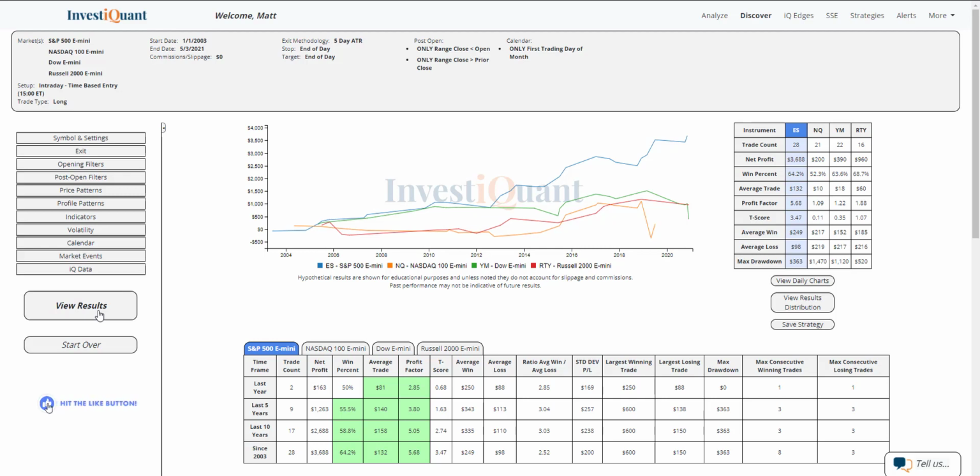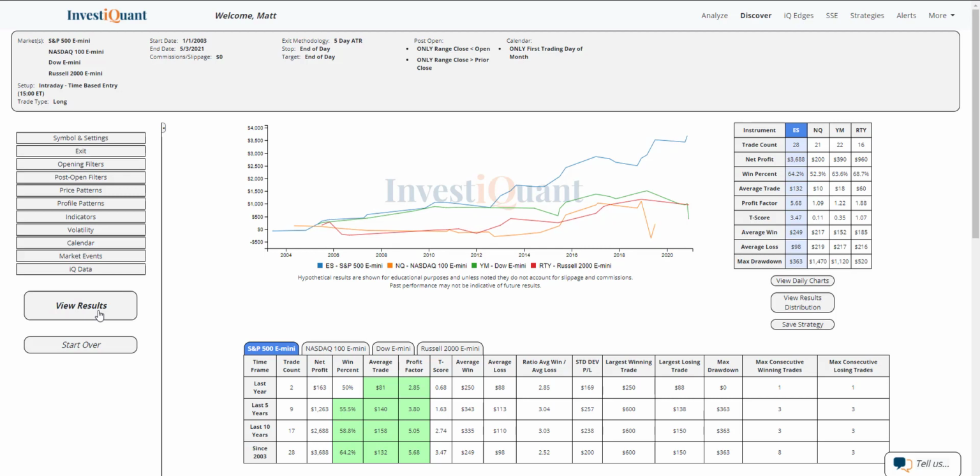So historically, we've got 28 samples of this pattern taking place looking back to 2003 for the S&P. We've got 21 for the NASDAQ, 22 for the Dow, and 16 for the Russell. If we look at the win rate on these, which is telling us what percentage of them have closed above that 3 p.m. price, we see that 64% of those 28 samples in the S&P have closed above that 3 p.m. price. For the NASDAQ, it's 52%. For the Dow, it is 64%. And for the Russell, it is 69%.